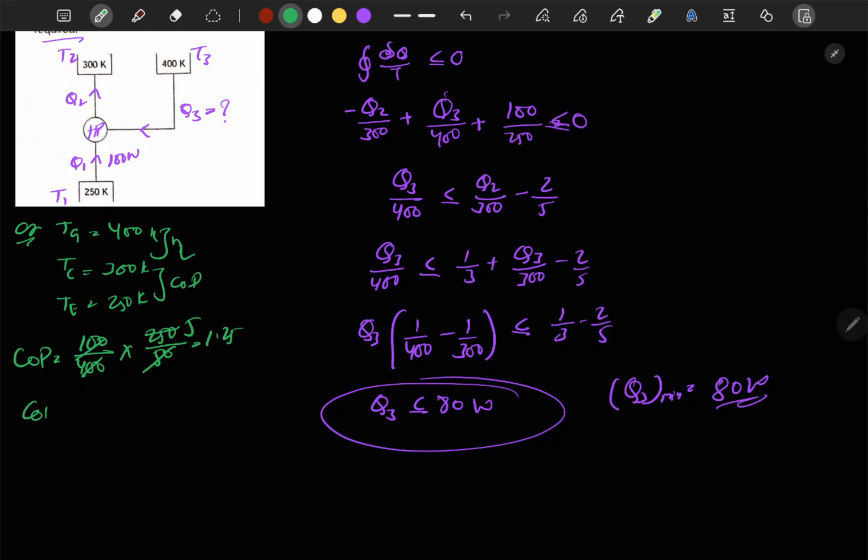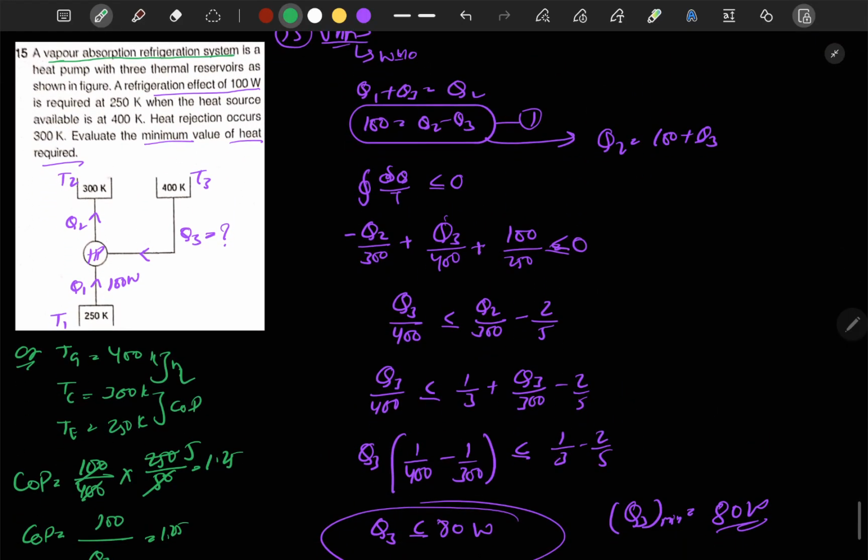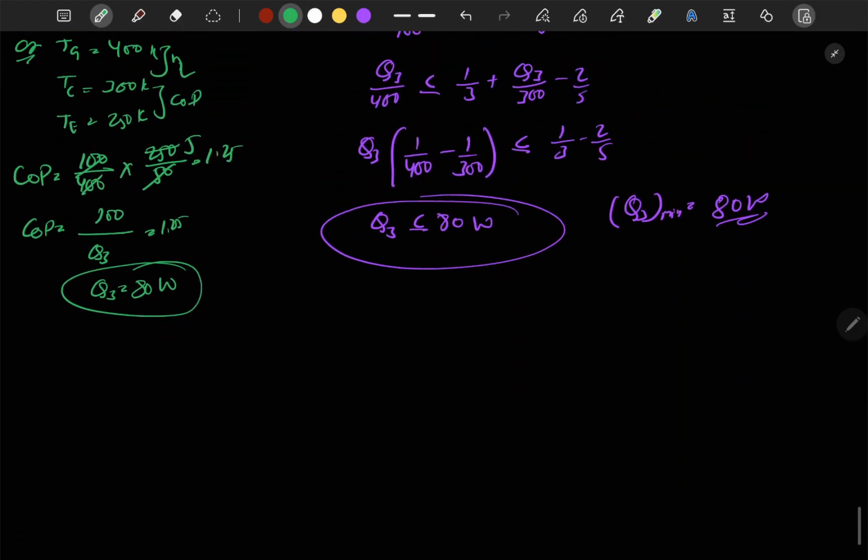Now we know that COP is equal to desired effect upon heat input. Desired effect is 100, upon heat input, let's say Q3, is equal to 1.25. From here also we calculate Q3 is equal to 80 watt. So I hope you understood this question, how to solve it. Now we're moving to the next question.